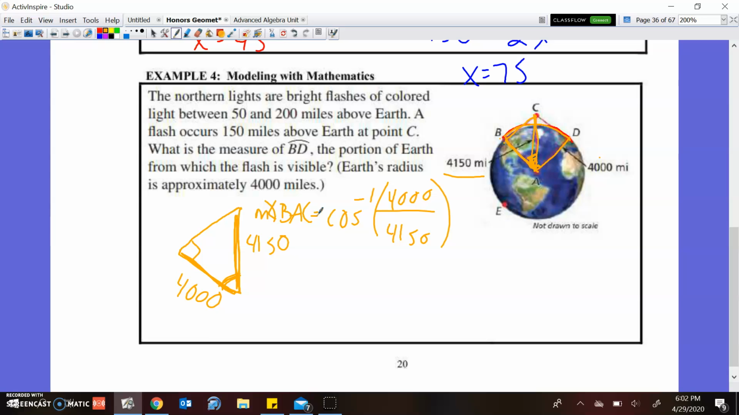Okay, now if I calculate that, I'm going to get my answer and double it. When I double it, I end up getting, I think it's 31 degrees. All right, good job.